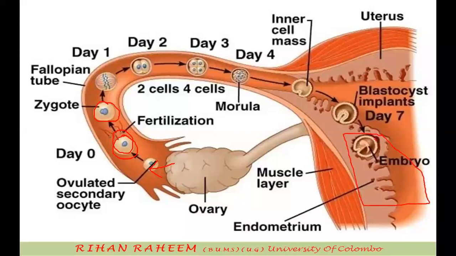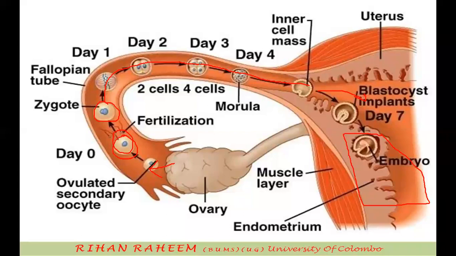In the wall of the uterus. That wall's special name is endometrium. Then while traveling for 1 day, 2 days, 3 days, the zygote is multiplying. What type of cell division? Mitosis. Mitosis is happening. 3 cells are becoming 4 cells, 4 cells are becoming 8 cells, and like that, developing. And at that stage, when it is reaching this part, it is known as the morula.